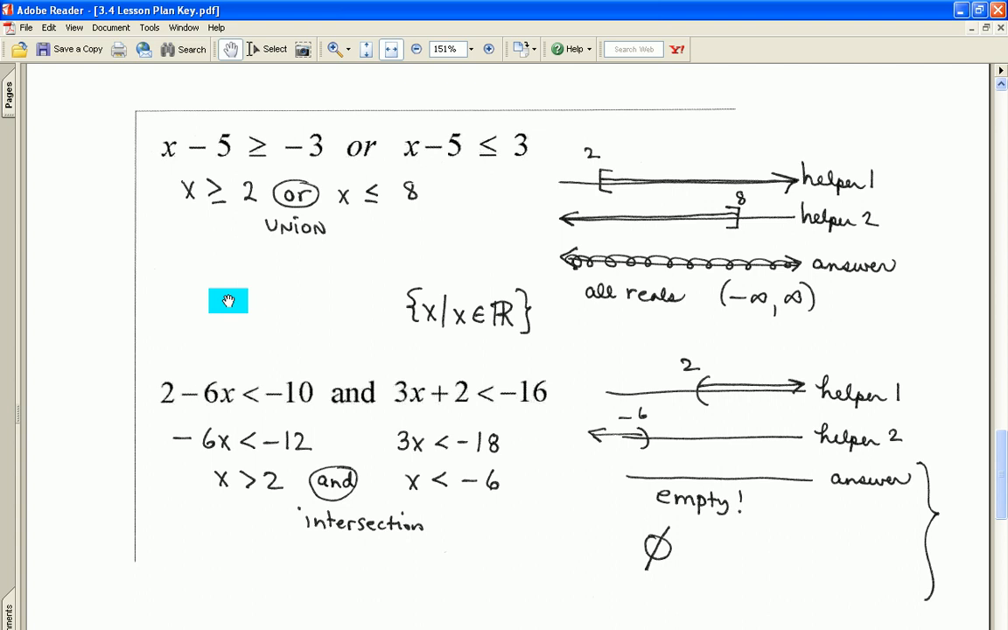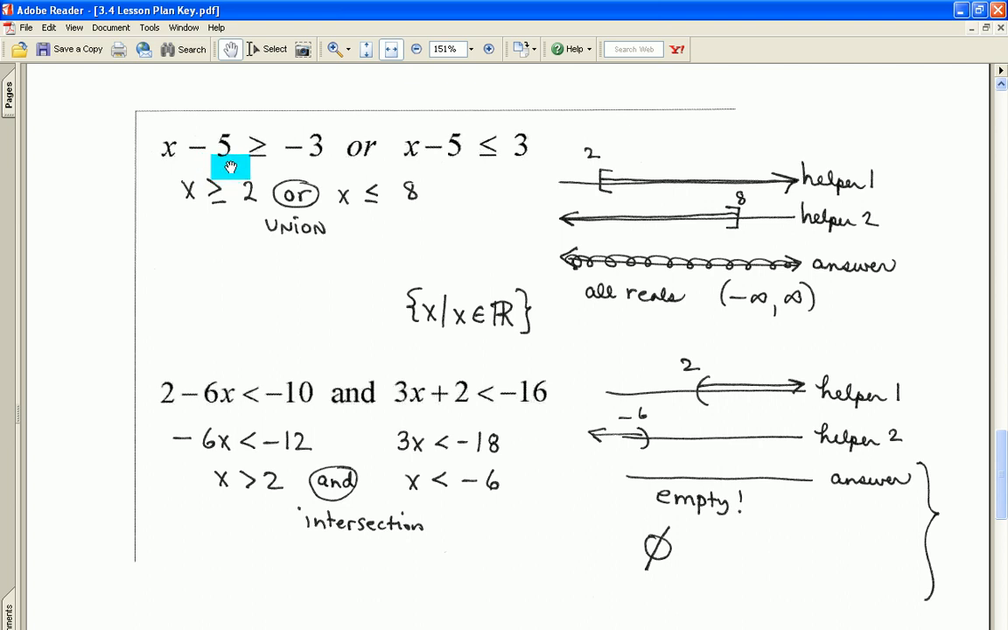Okay, ladies and gentlemen, we're continuing with section 3.4. I'm going to call this part 3. There are two previous movies for this section. This is an OR statement, which makes it a compound inequality. The first step in an OR statement is to get the variable alone.